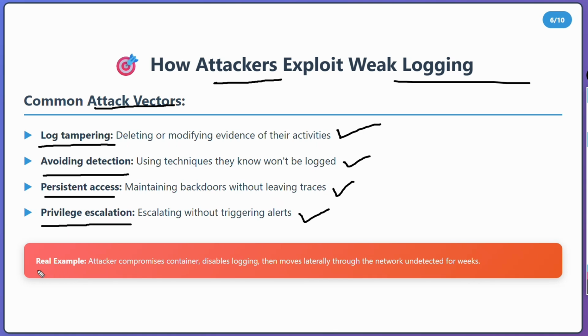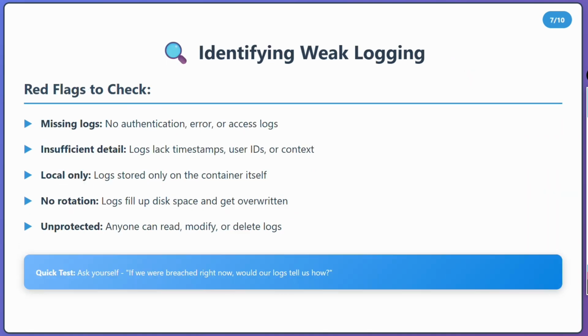And here is a real-world example of how attackers exploited a weak logging mechanism. Attackers compromised a container, disabled logging, and moved laterally through the network undetected for weeks. This particular attack happened because no logs were available to trace what exactly their actions were and what exactly happened. That is the reason this real attack happened.